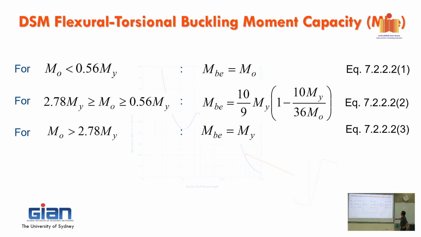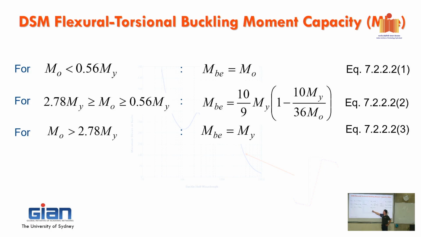That's not new. So this is the equation from the Australian standard, depending on how slender it is. So you can see here, if MO, the elastic buckling moment, is greater than 2.74 times the yield moment of a section, then what's going on? You can see there's no buckling in here because the buckling moment is too high. So what does it mean? Our member capacity is equal to yield. It's getting to maximum, okay?